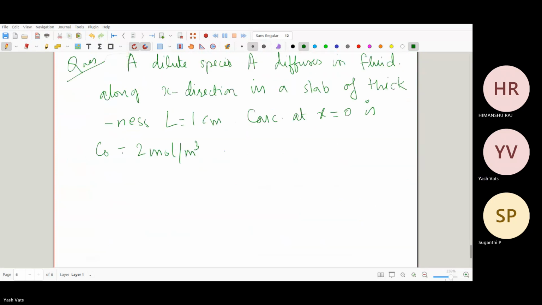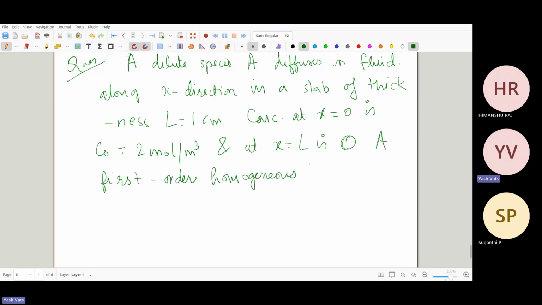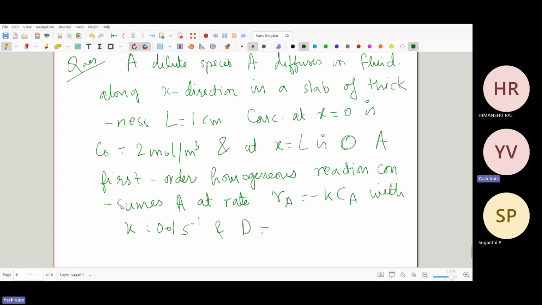And at x equal L it is 0 basically. So a first order homogeneous reaction consumes A at rate RA, which is basically minus K times CA, with K is 0.1 second inverse and D is 2 into 10 to the power minus 9 meters squared per second.